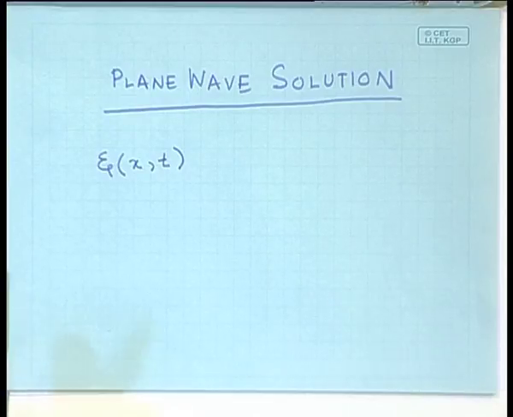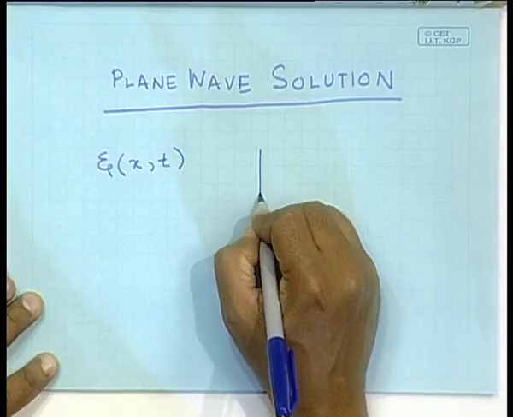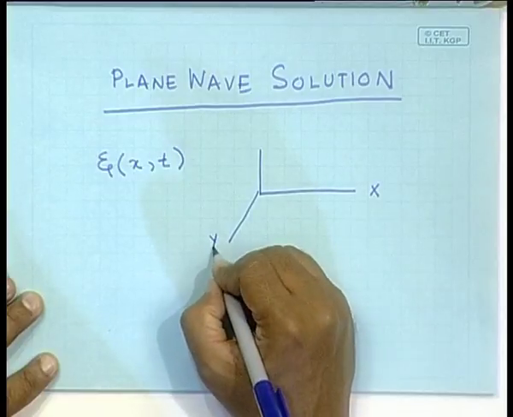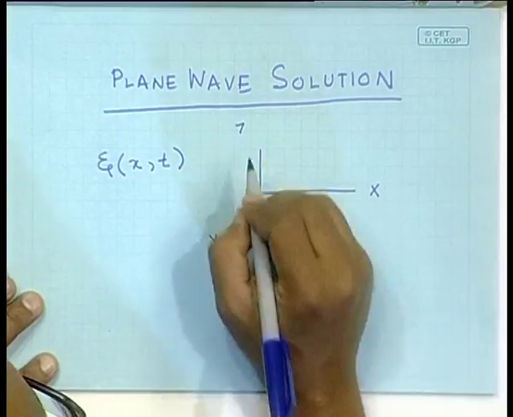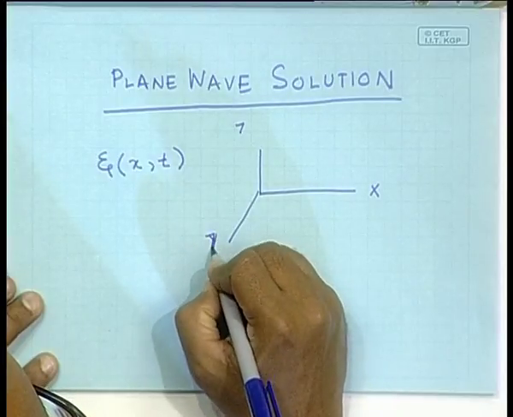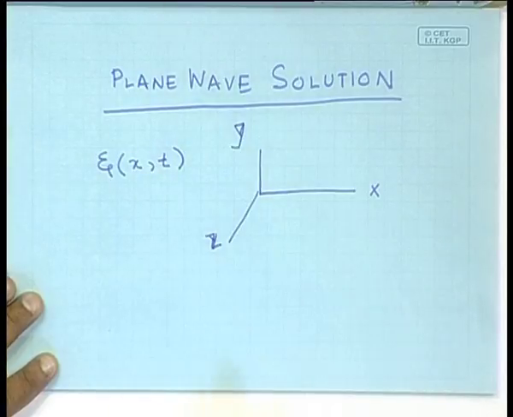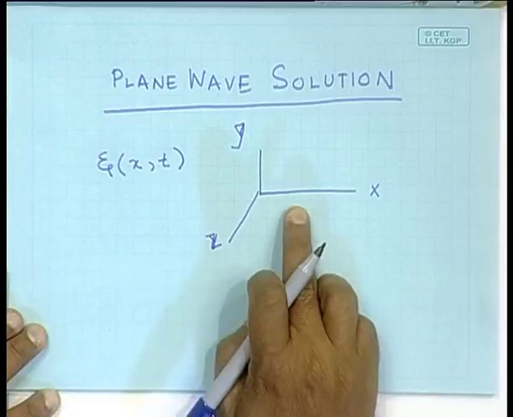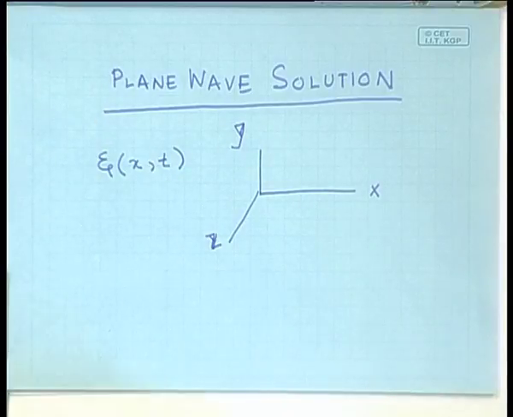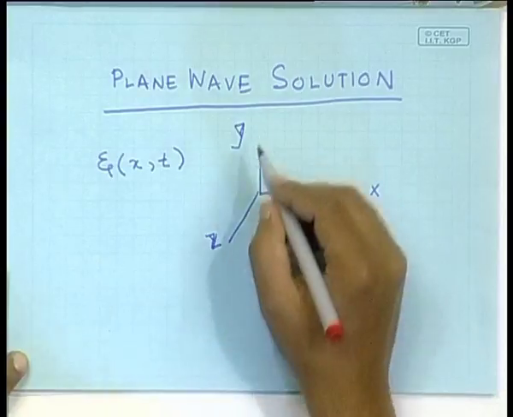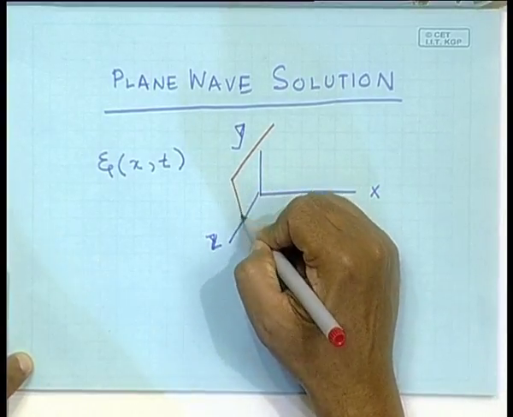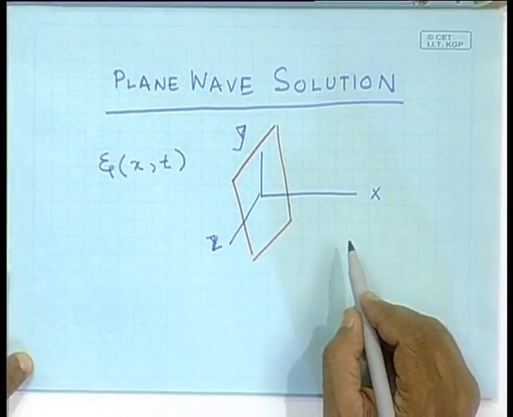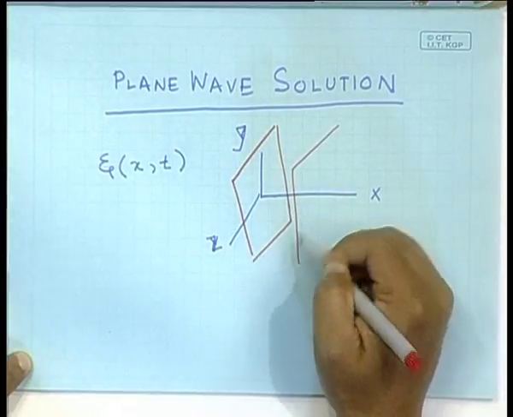Now, if the disturbance depends only on x, let me draw the x, y, z coordinate system. This is x, this is y, and this is z. Rather, let me put it the other way around. This is z and this is y. So we have a right-handed coordinate system. If you impose the condition that xi depends only on x, then the value of xi is a constant on a plane which is parallel to the yz plane. So it is constant on this plane. It will be constant on this plane also. It will have a different value on these two planes.